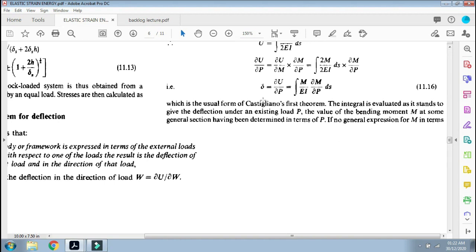And just to let you know, this is the deflection, but we have another technique in Castigliano's theorem. If we want to find the slope of a beam, then we will use this equation: theta equals ∂U over ∂M0, where M0 is the couple moment, equals M upon EI ∂M/∂M0 times ds. So just remember this: with Castigliano's theorem you can calculate the deflection, and from the Castigliano's first theorem you can also calculate the slope.